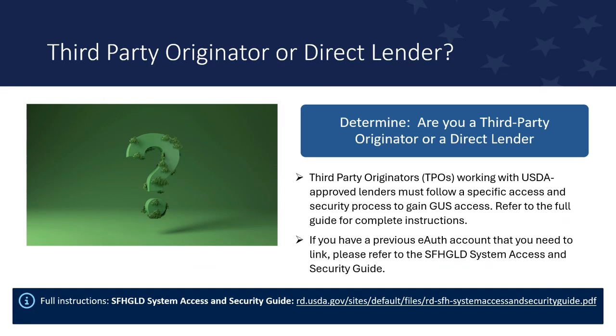At this point, you've got your Login.gov, it's all linked, you're all set up. Now you need to determine: are you a third-party originator or are you a direct lender? Once you determine which you are, the System Access Security Guide is a helpful document that will walk you through the next part of the process step by step. I have included a link to that guide on this slide, but let's go into it a little bit more.